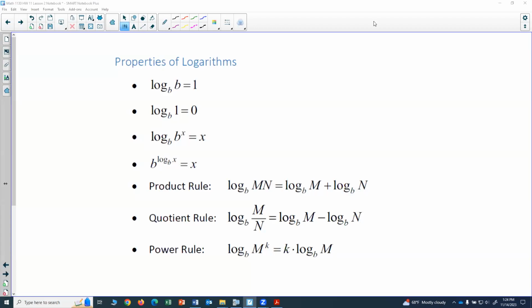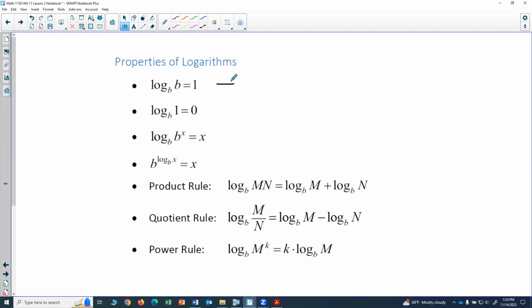In this video, you'll be introduced to properties of logarithms. I have listed 7 properties of logarithms here that you'll need to know. And the first one is log base b of b equals 1.